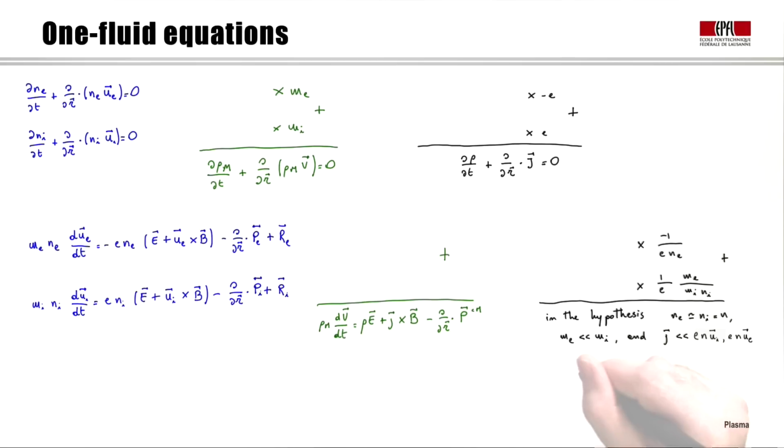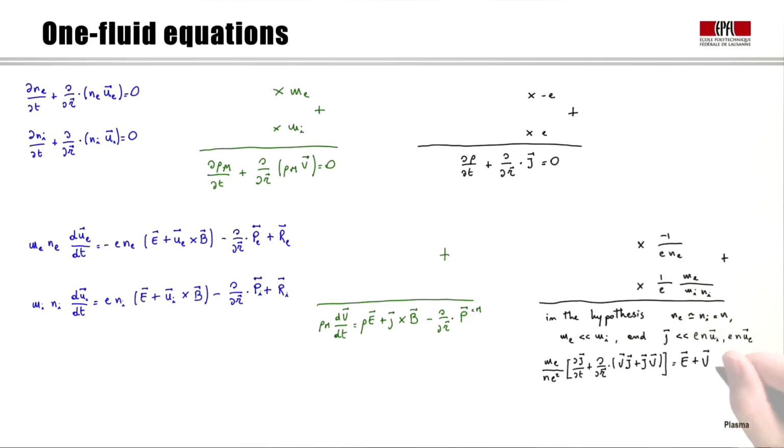We will have an equation for the electron current that states that the convective time derivative of the electron current is due to the electric field, a V cross B term, which represents basically the contribution of the electromagnetic forces, a term that is related to the pressure tensor, and a resistivity term.